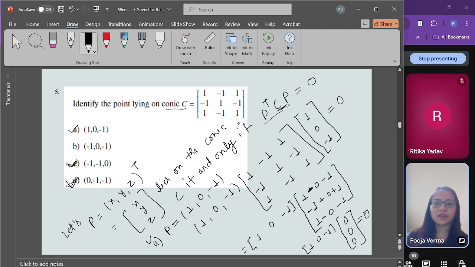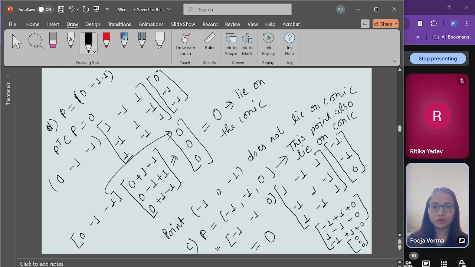So I would like to suggest, if this type of question is given, even if you get the correct answer at the first point, please go through all the other options also. There can be multiple correct options. So just don't stop with the first option. Just check the other options also. Otherwise, you will be marked wrong. Okay. So now I hope you have understood this question.